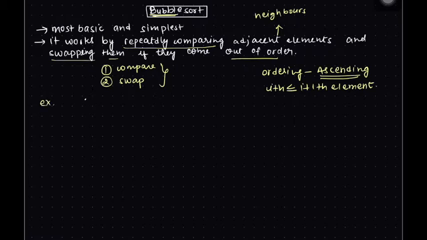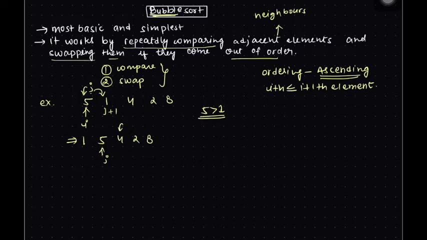So if we have an example of 5, 1, 4, 2, 8, we will take two pointers, i pointing here and j pointing here. Now j will be compared with its adjacent element in the right direction, that being 1, and we see 5 is greater than 1, that means they are not in order, hence they need to be swapped. Once swapped, now j becomes here and j plus 1 becomes here, i remains here only. Now again we see that 5 is greater than 4, hence they need to be swapped, so they are swapped again. Now j being here, j plus 1 is now this, and i remains here only.